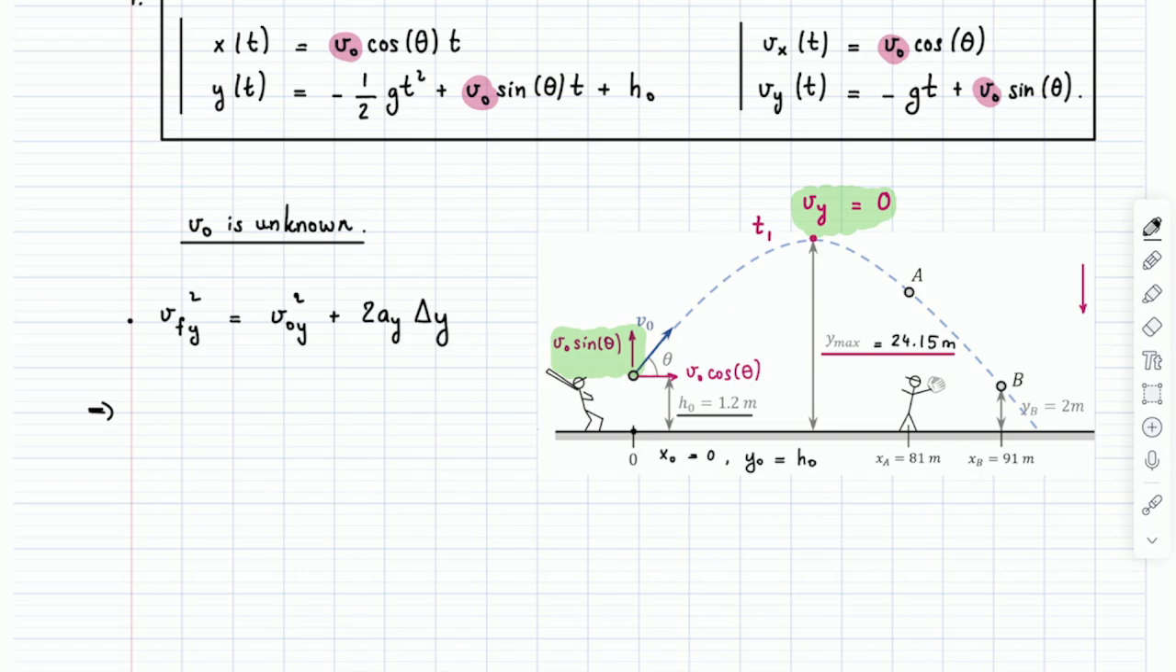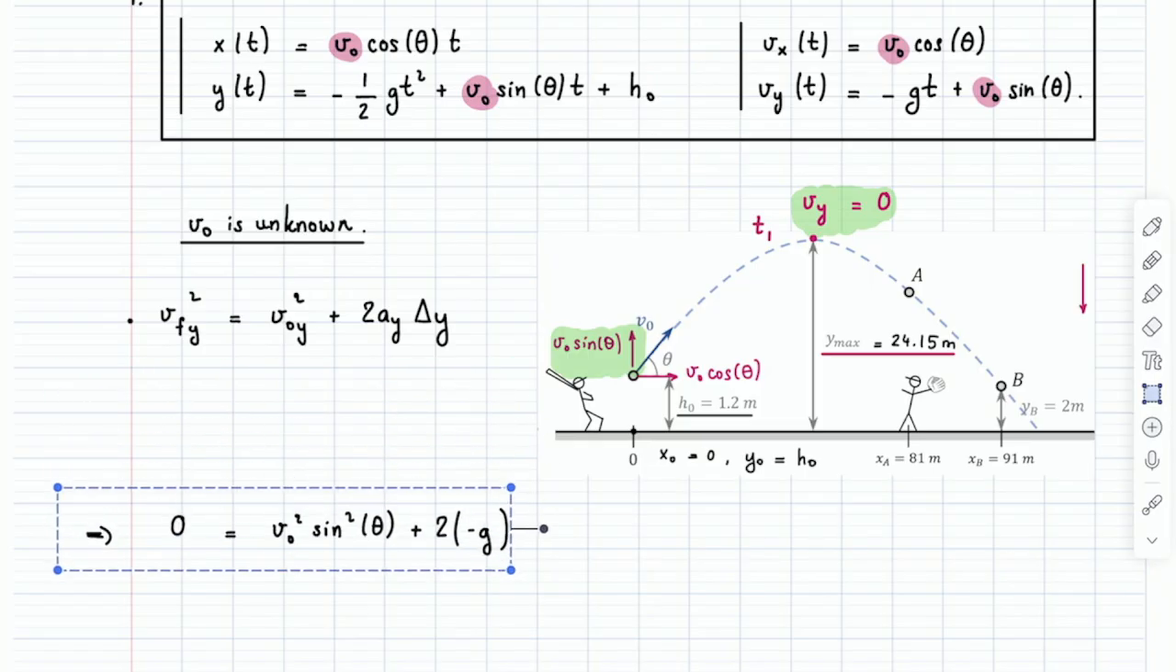So if time is irrelevant, we don't care about solving time, this is a good one to use if you know acceleration, displacement in the y direction, delta y, and the velocities. Or at least one of these you're trying to solve for and you know everything else. So v final y squared is 0. That's going to be the final location. This is going to be the initial location. So v naught y squared is v naught squared sine squared of theta. And then plus 2 ay, where ay is negative g. I know that.